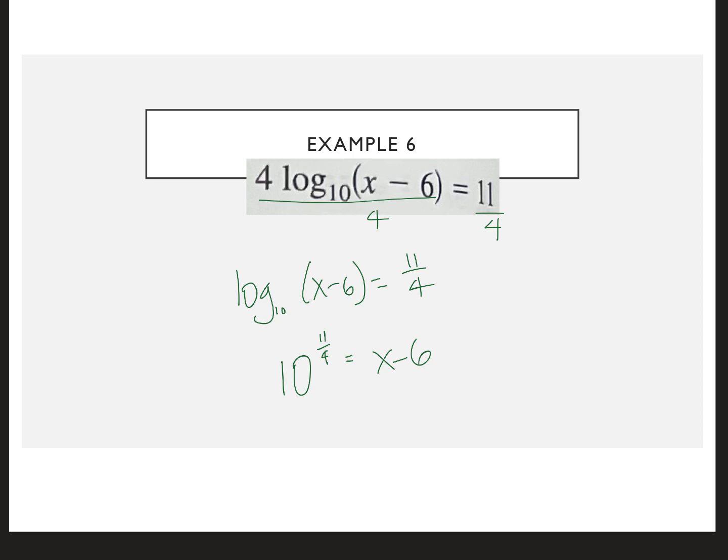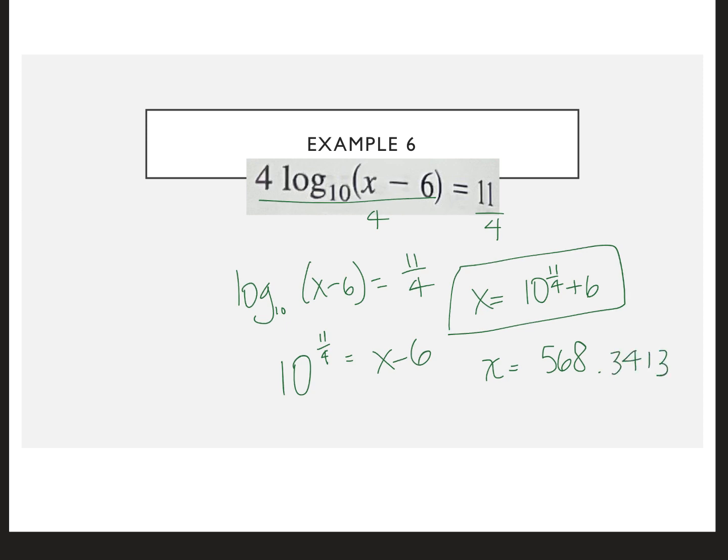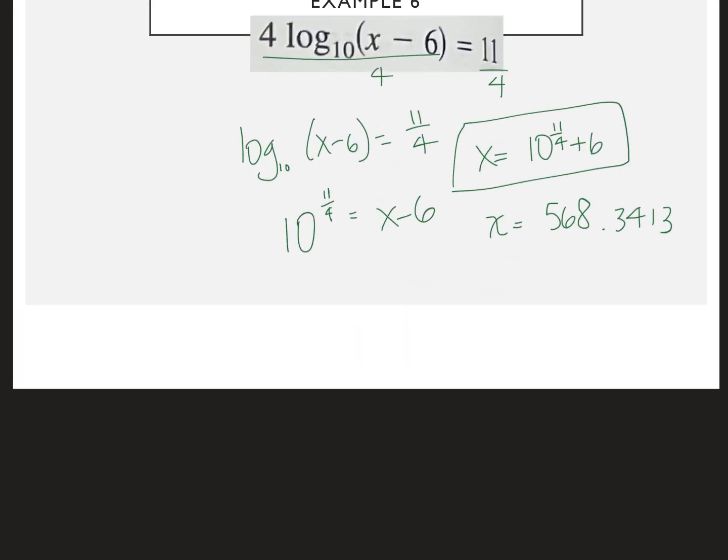All right, and now that I have this x no longer trapped under the log, I can add 6 to both sides. So I have 10 to the 11/4 plus 6. That's what x equals. That's calculator ready form. And when you put this into your calculator, you should get 568.3413. Oh, and that's the last example.